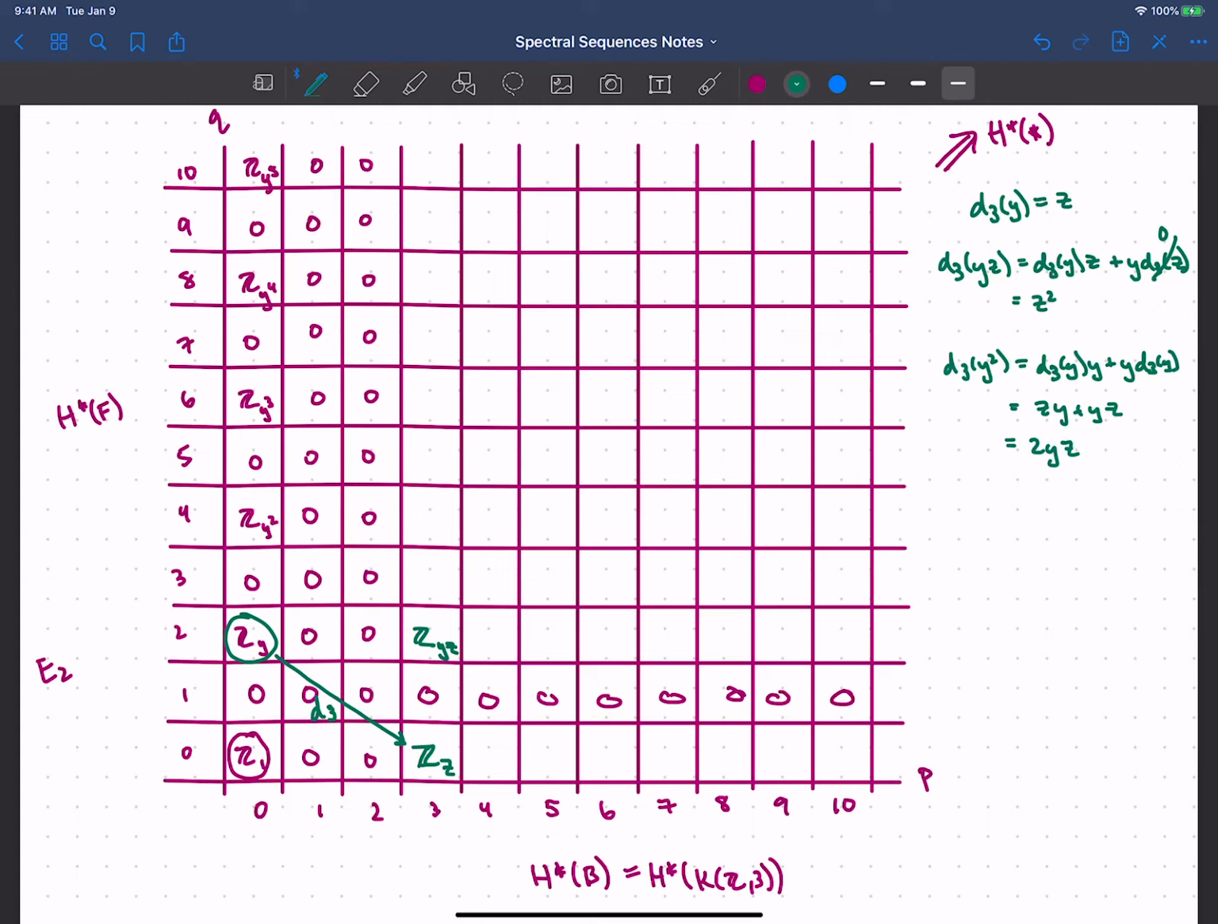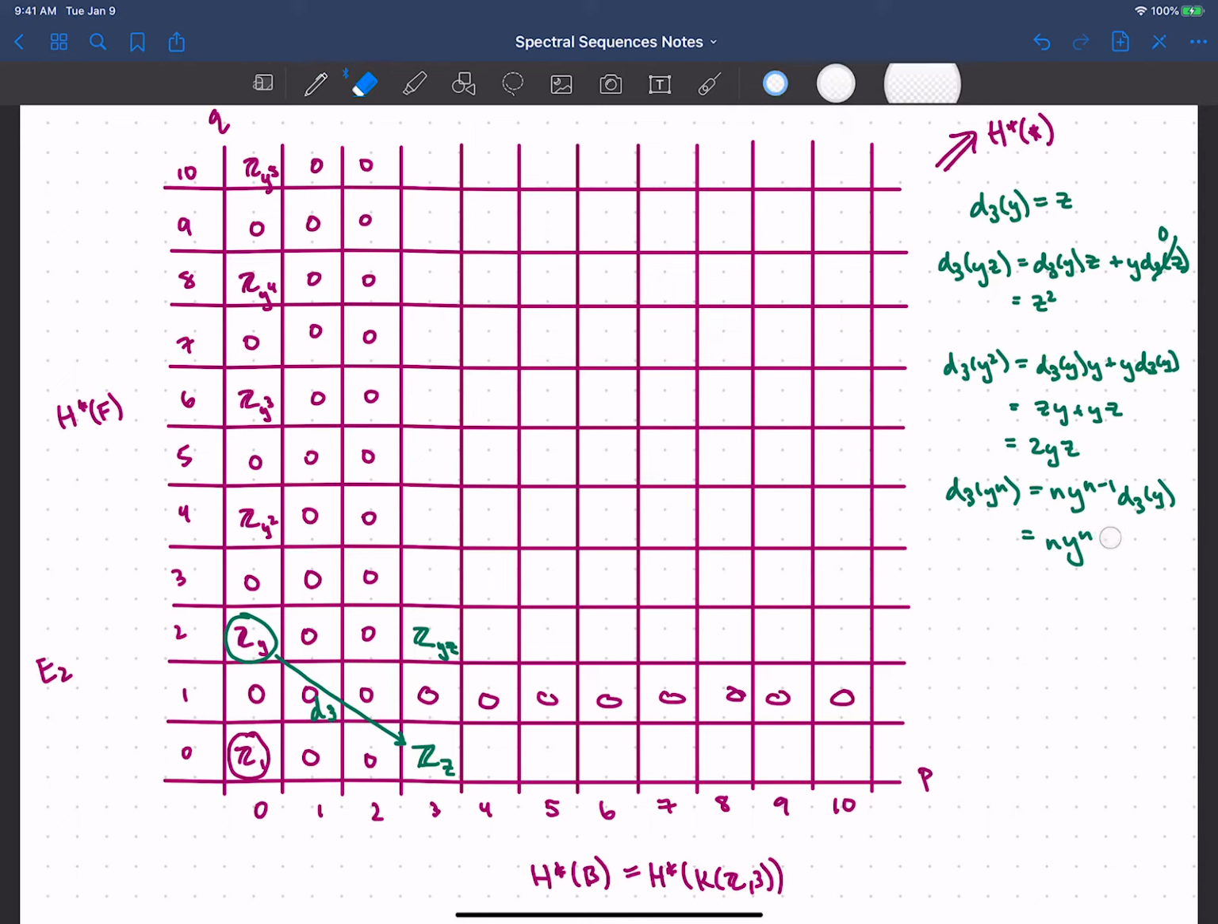Okay, and in fact, we can play that game in general. d3 of y to the n, this is basically a derivation saying that we follow the Leibniz rule, so it should be n y to the n minus 1, and then times d3 of y, and you can check that by induction. Okay, so in this particular case, that tells us that we get n y to the n minus 1 times z.